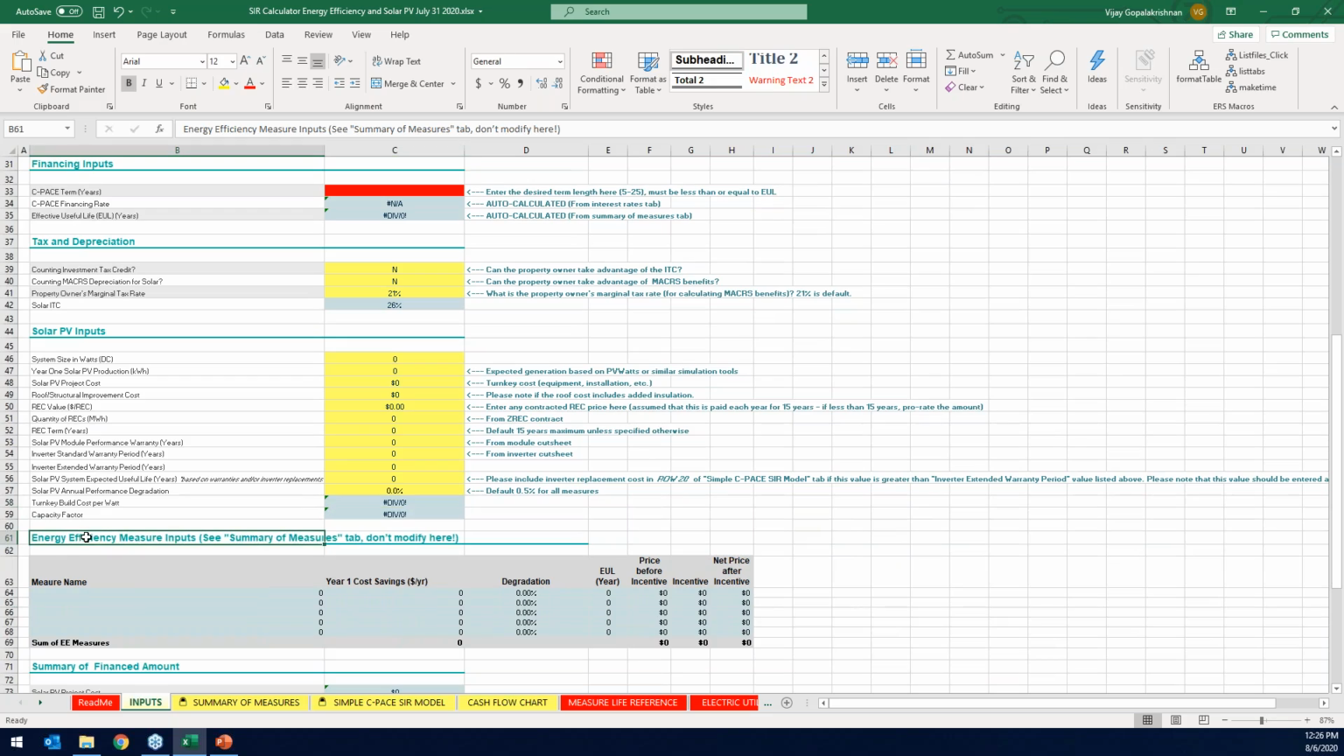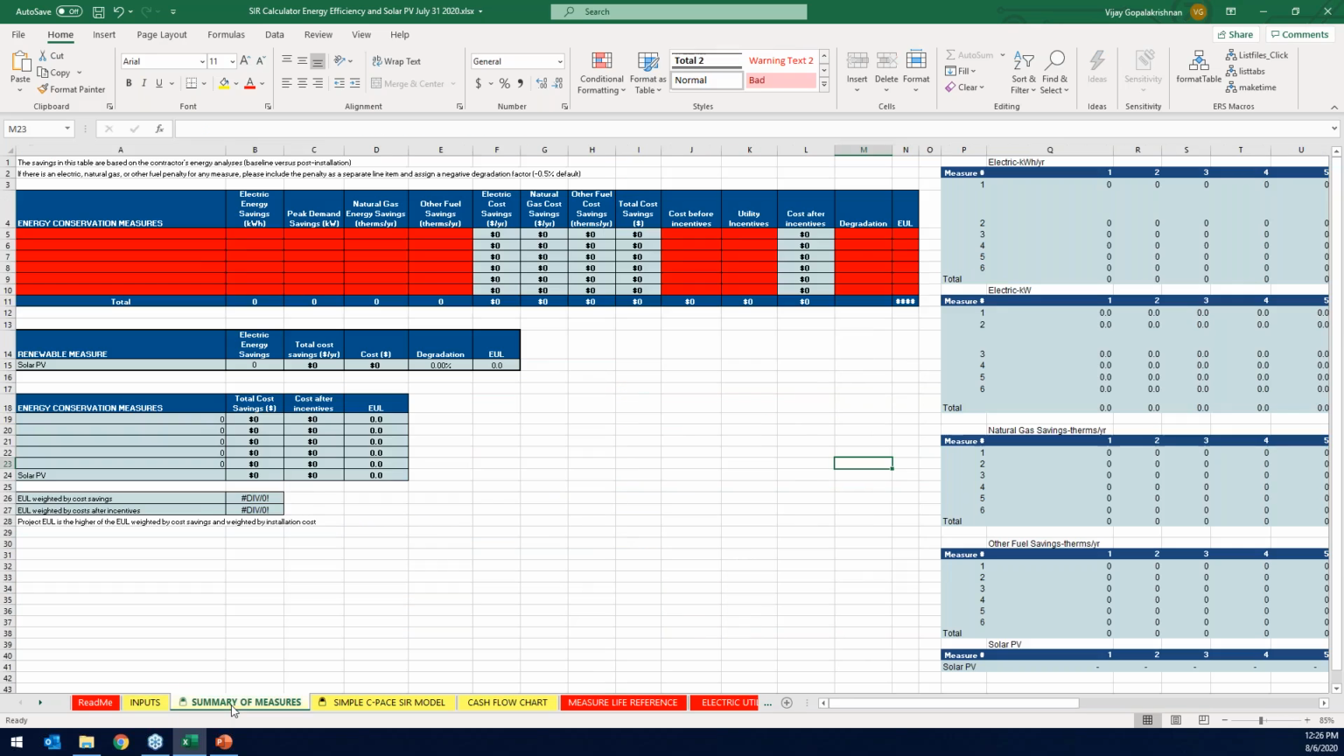Now we go to the energy efficiency measure inputs. For this section, we move on to the summary of measures tab. The summary of measures tab is where all the energy efficiency measure specific details are entered. So let's start right here.